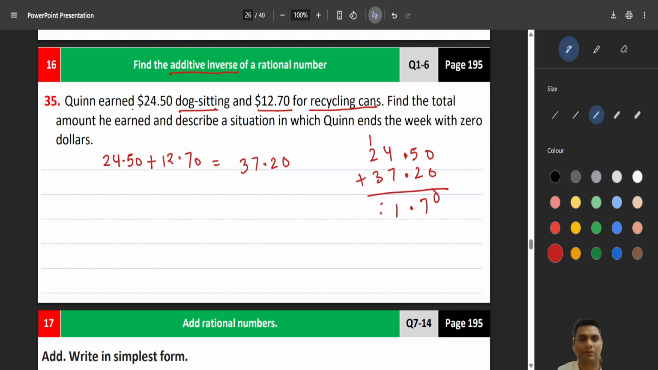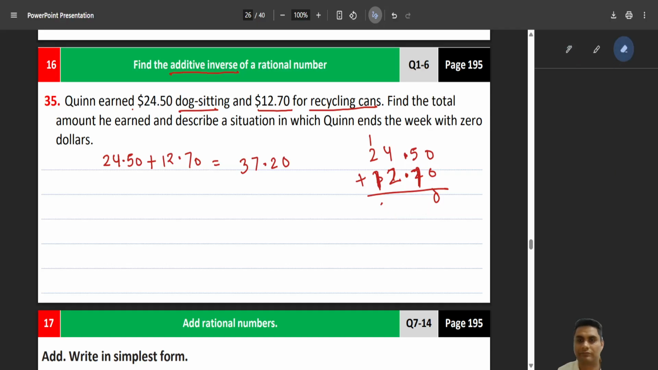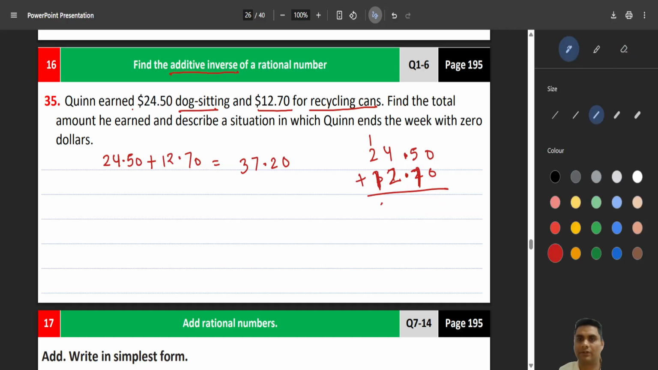What happened? Oh, this is 12, sorry. 12.70, my mistake. Okay. So 0, here 12, here point, here 1, here 7, here nothing, here 3. So 37.20. Okay. Now, what is the next part?